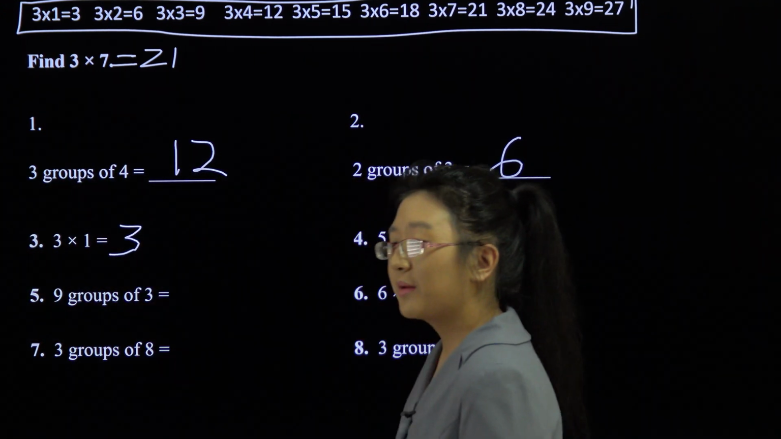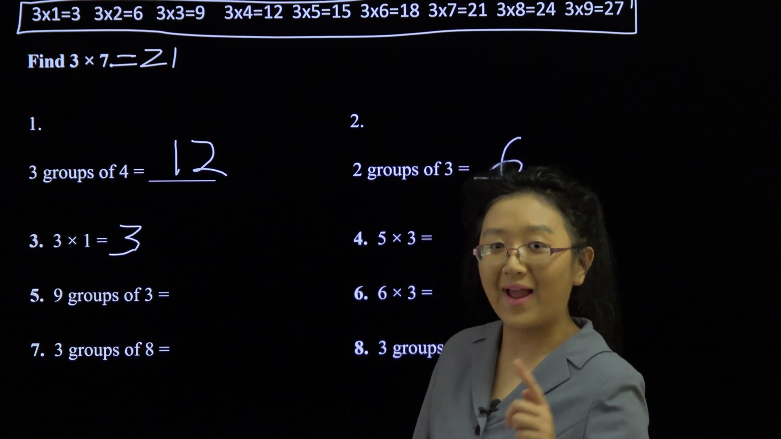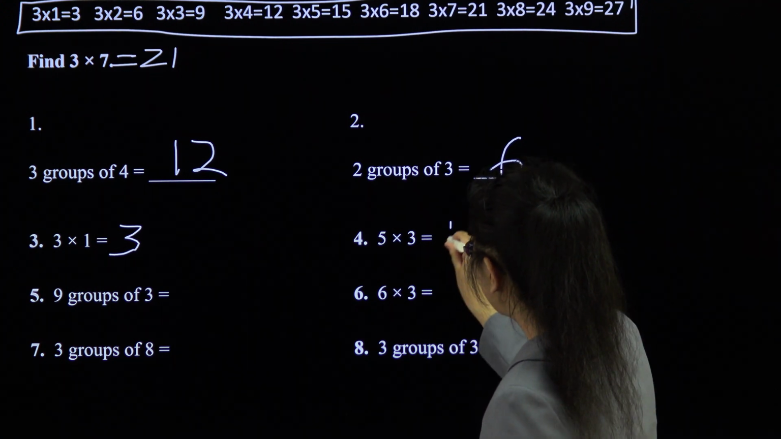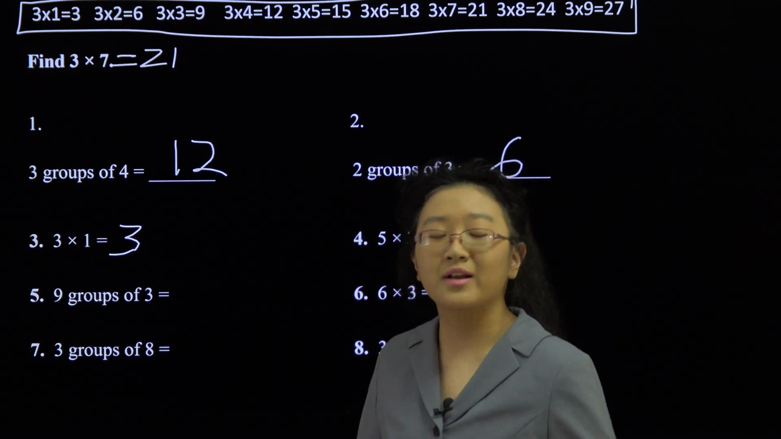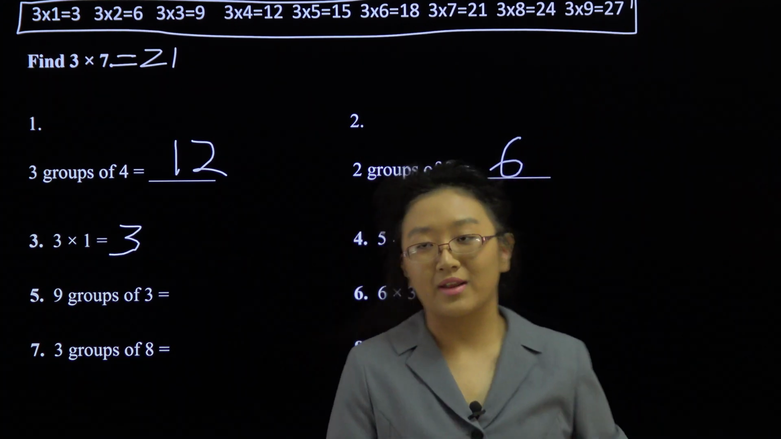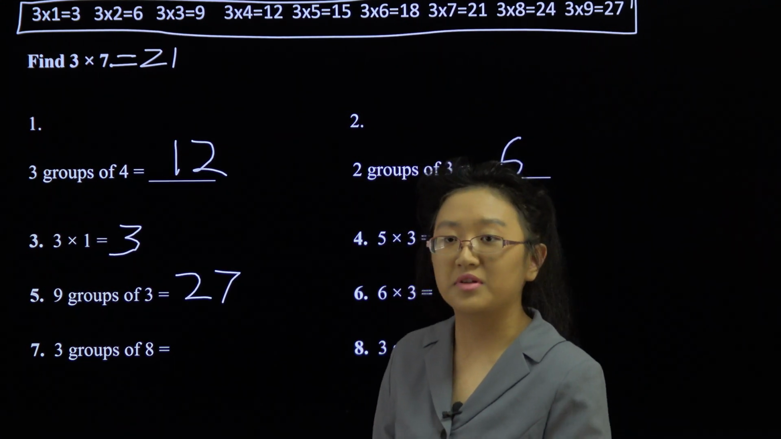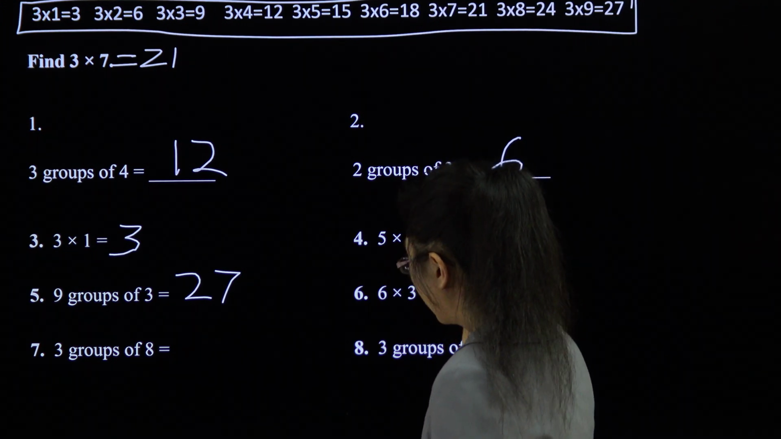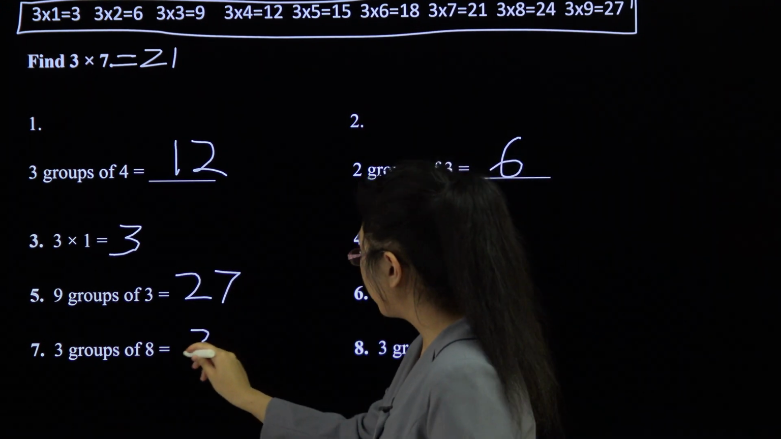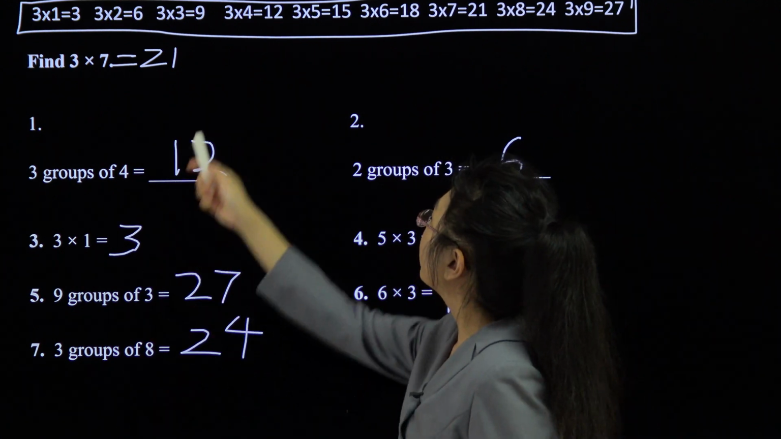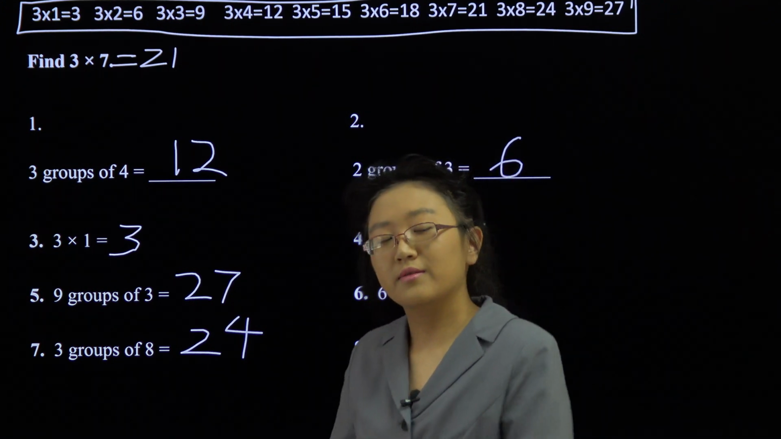3. 5 times 3, just look at the multiplication table. Or better yet, remember the multiplication table so you don't actually need to look at it. It's just in your brain. 15. 9 groups of 3, 9 times 3, 3 times 9, same difference, 27. 6 times 3, 3 times 6, 18. 3 groups of 8, 3 times 8, 24. 3 groups of 3, 9. 3 times 3 equals 9.